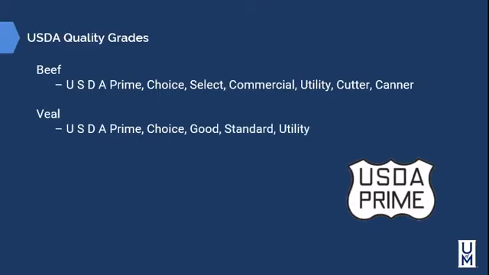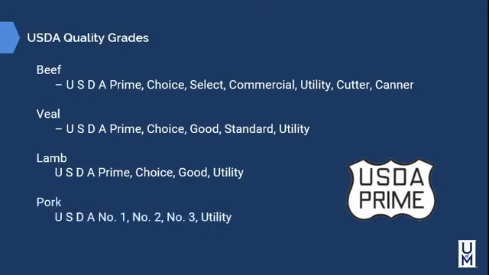Veal is rated USDA Prime, Choice, Good, Standard, and Utility, with prime, choice, and good being the main ones. Lamb is rated USDA Prime, Choice, Good, and then Utility. And pork is rated USDA number 1, number 2, number 3, and Utility. The most common we'll see is number 1 and number 2.